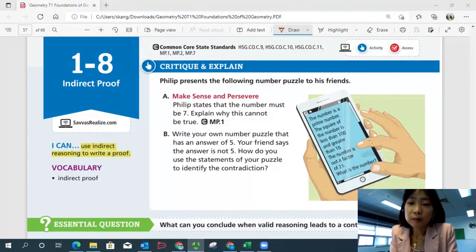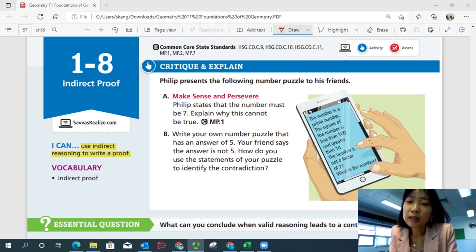Philip represents the following number puzzle to his friends. If you look at his phone, what do you see? It says that the number is a prime number. The square of the number is less than 100 and greater than 10. The number is not a factor of 21. What is the number?